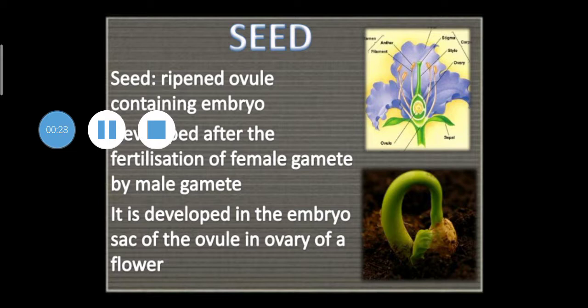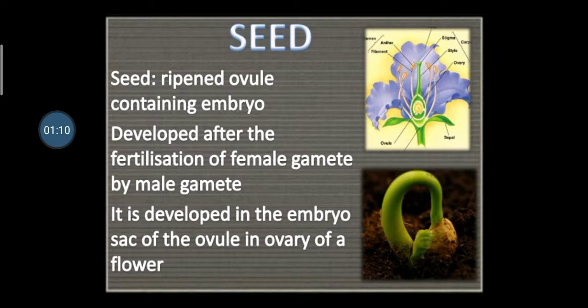Seed is a ripened ovule containing embryo. Ripened ovule is what? Ovule is a female reproductive gamete. It is present inside the ovary of a flower. From this ovule, when mature, it becomes a ripened ovule. It contains embryo. Embryo means a small plant. So, seed is a ripened ovule which contains a small plant, that is an embryo.